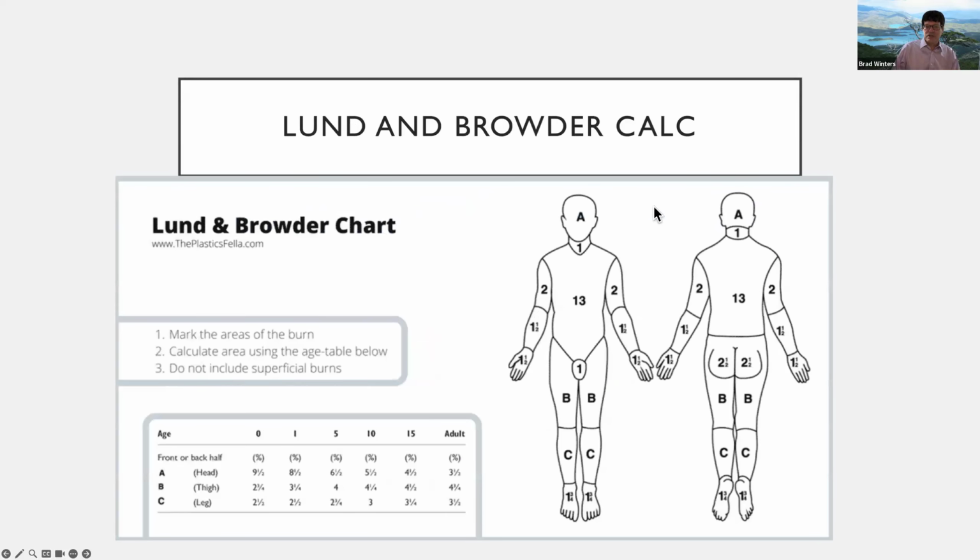The Lund-Browder calculation actually divides the body up even more, which is why it is probably a little harder to use and not as popular. At our burn center, we generally go by the rule of nines, just because it's really hard to remember all these individual percentages. But if you have the graph and the chart and you want to use the Lund-Browder, you can get a little more refinement in your total body surface area. But again, the rule of nines is actually much easier to remember, and so not as many people like to use this one, but it is useful.